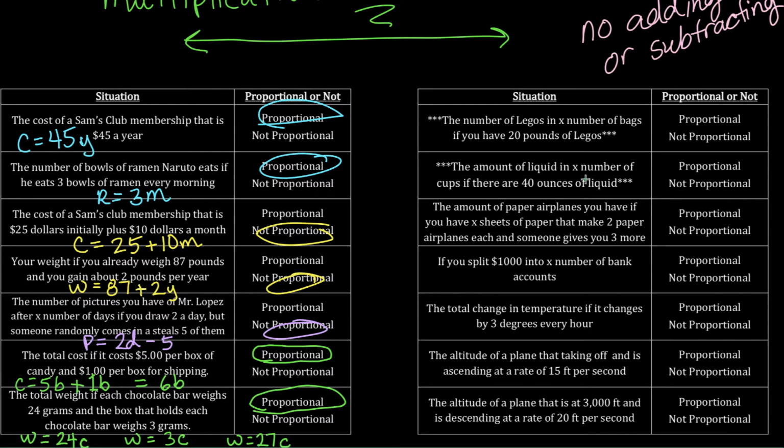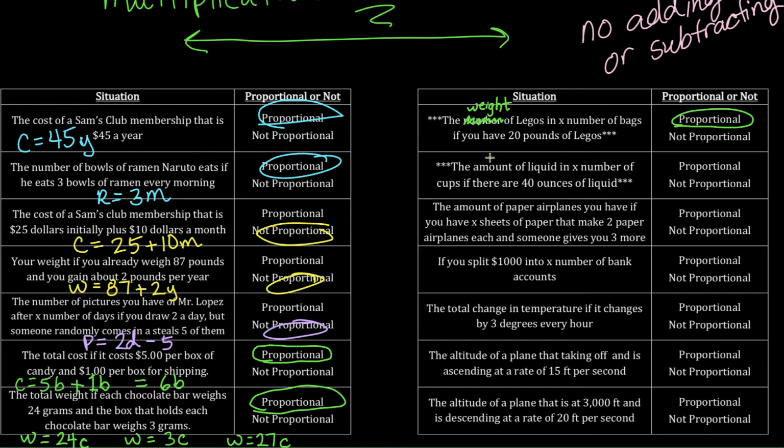Okay, remember how we said multiplication and division? Well, let's look at this. So the number of Legos in X number of bags if you have 20 pounds of Legos. So think about it. We'll put the weight, because we're dealing with pounds here, right? So the weight of Legos in X number of bags if you have 20 pounds of Legos. So if you have one bag, 20 pounds, two bags, each one has 10. If you have 4 bags, each one has 5. If you have 5 bags, each one has 4. But either way, it's division, right? Either way, it's division, so it's proportional.